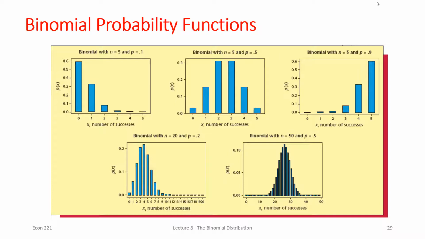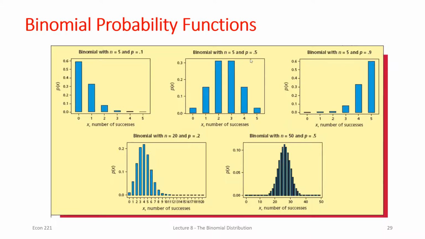Sure enough, I look here, and these are the actual values. 2 and 3 are the most likely outcomes. And then as I move in either direction away from that mean, the probabilities decline, right?